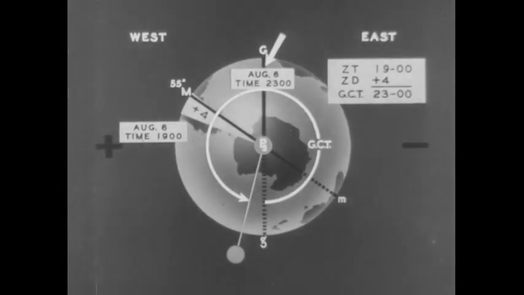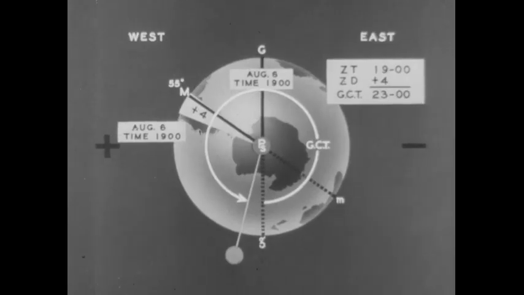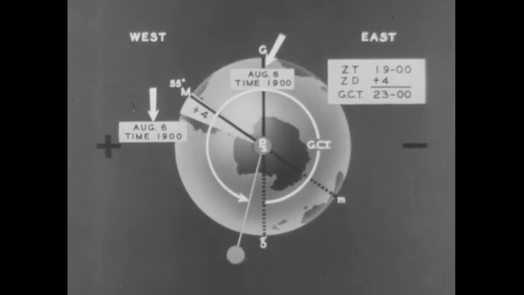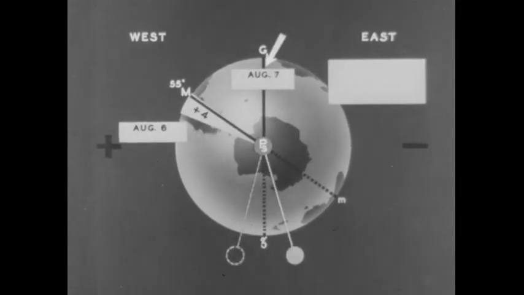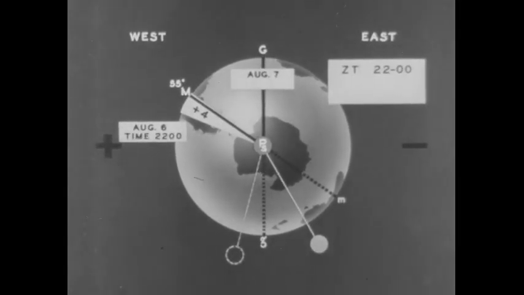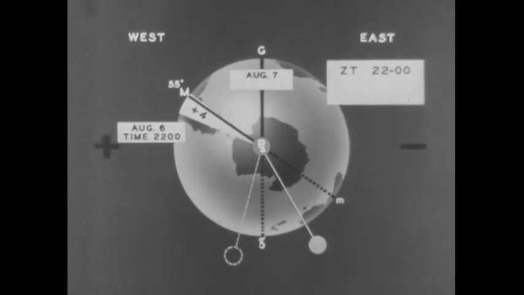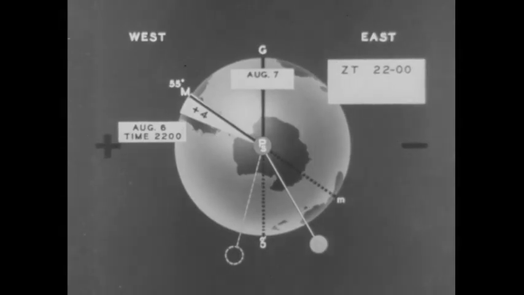It can be seen that the sun has not transited the lower branches of either the local or Greenwich meridians since Greenwich noon. Therefore, the dates are the same. 3 hours pass by. Note that the sun has transited the lower branch of the Greenwich meridian, but it has not reached the lower branch of the local meridian.